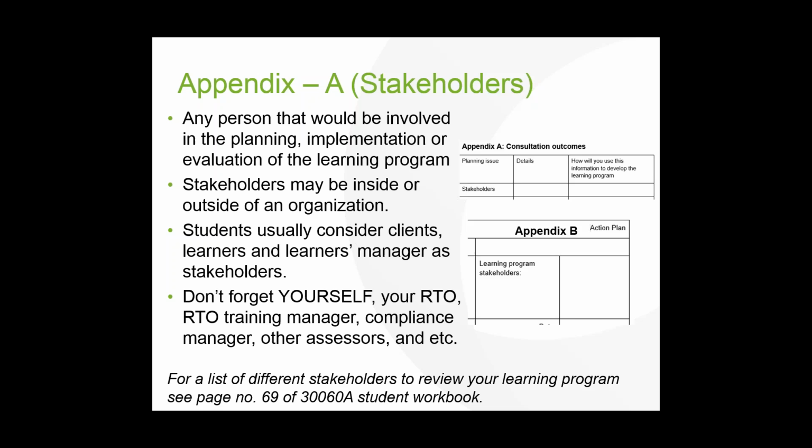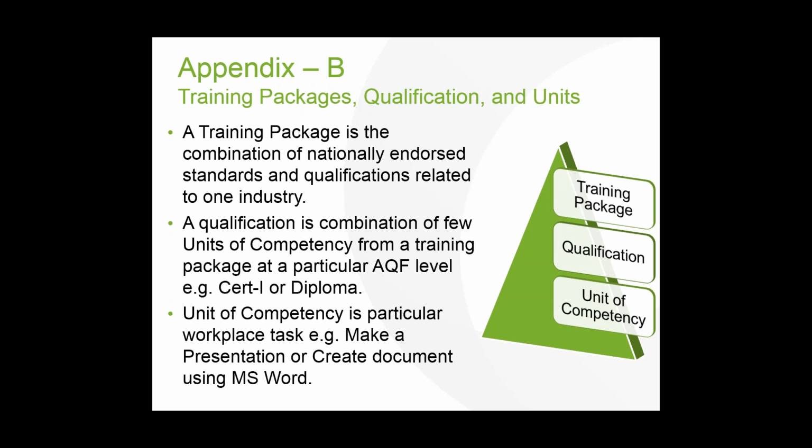That's another common mistake. Now, the next common mistake is related to Appendix B. In Appendix B, we are asking you to write the training package, we are asking you to write the qualification, and we are asking you to write the unit of competency. Now, we have all this information in the student workbook, but sometimes students are not paying attention and not reading the workbook, and they are jumping to the assessment directly, and they get confused about these terms.